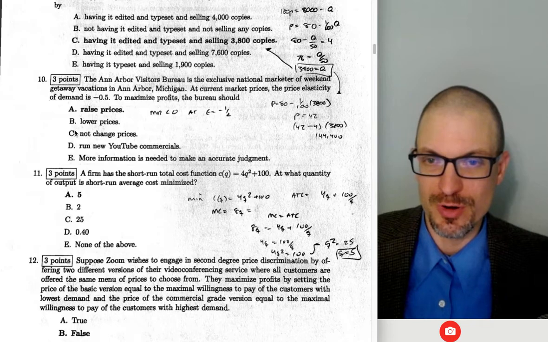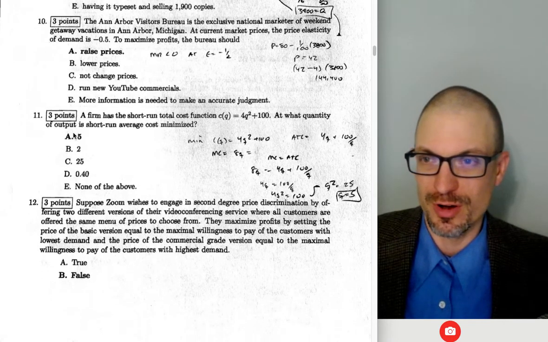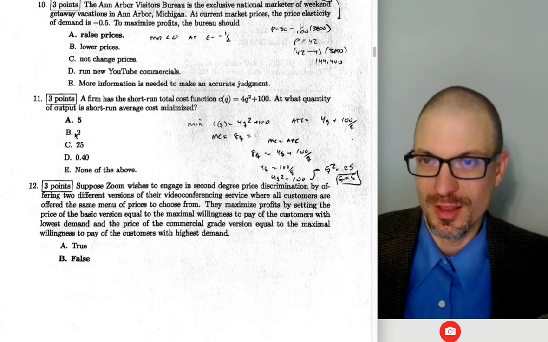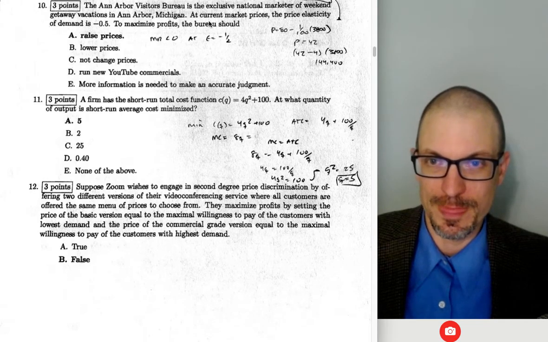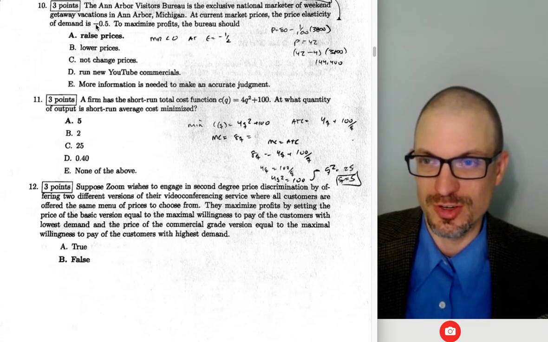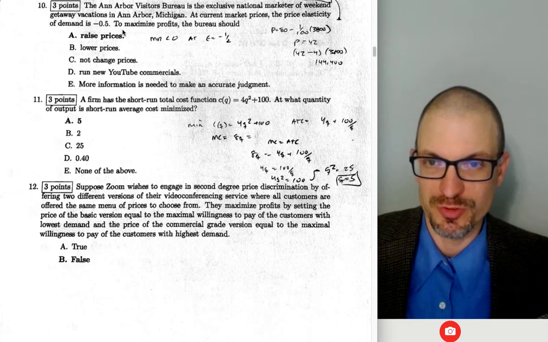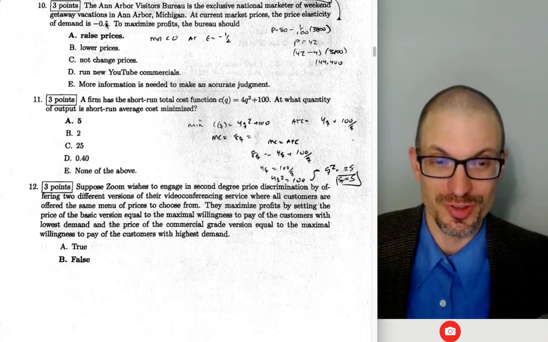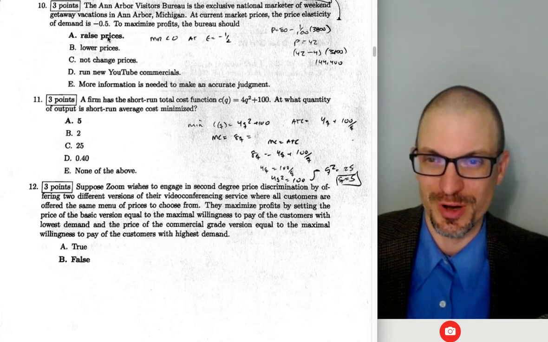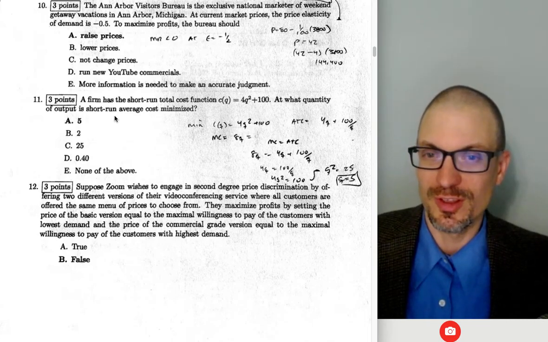Ann Arbor Visitors Bureau is the exclusive national marketer of weekend getaway vacations in Ann Arbor, Michigan. At the current market prices, price elasticity of demand is -1/2. To maximize profits, what should they do? Hey, that's the inelastic portion of the demand curve. We know without a doubt they got to raise their prices, right? Because marginal revenue is negative here. So just raise your prices.